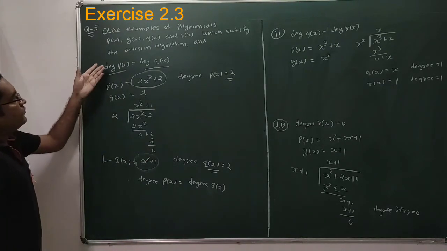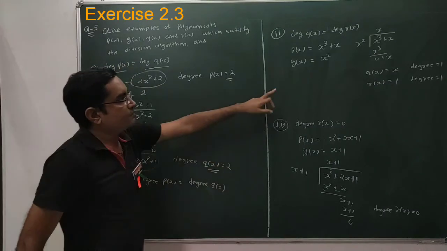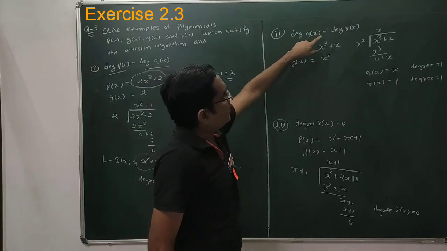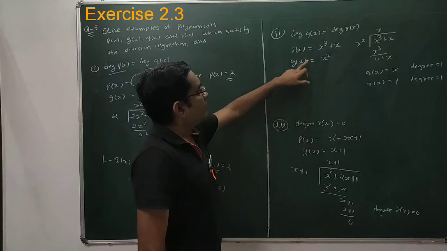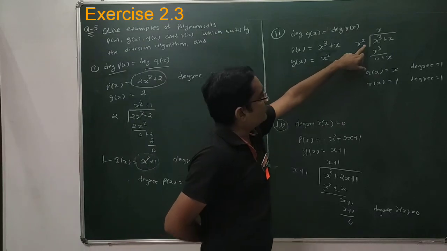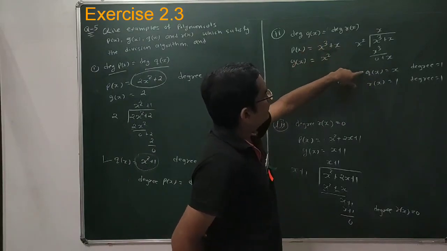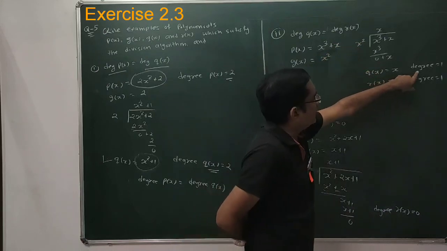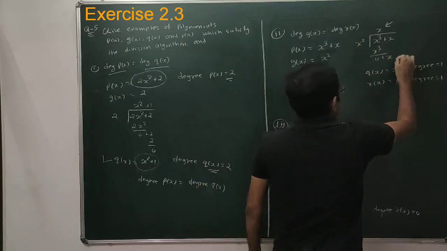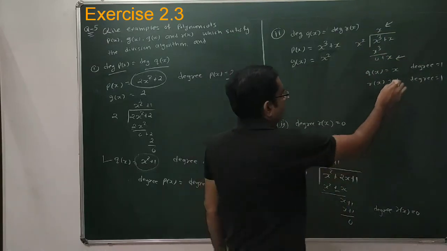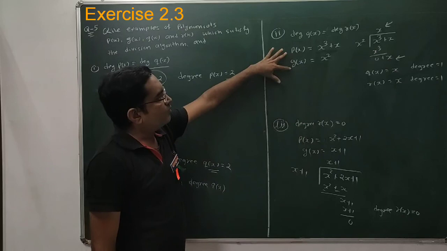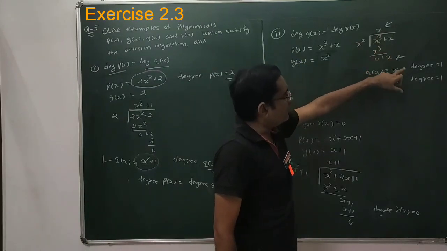Remaining polynomials for this q of x and r of x. Similarly, you have to find the polynomials whose degree of q of x and degree of r of x both are equal. So for that we have considered an example, that is x cube plus x and g of x is x square. Consider long division. So here we are getting one quotient q of x whose degree is 1, and remainder x is there whose degree is also 1.